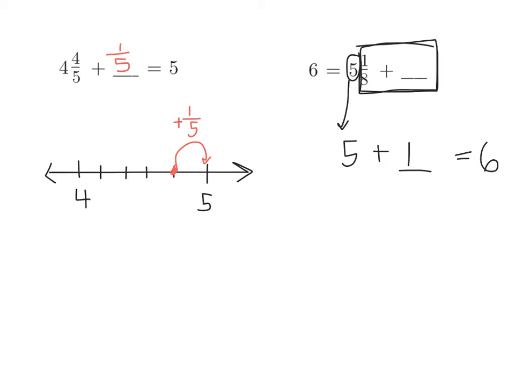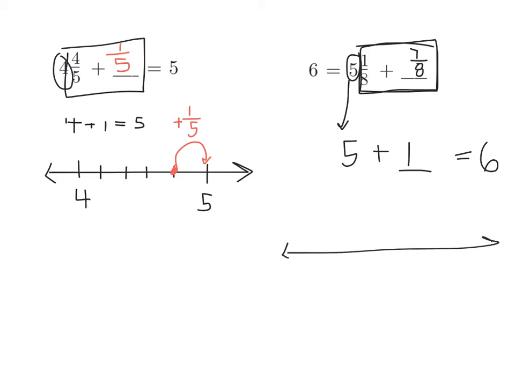Just like over here, my whole number part was 4, and then my fraction part, 4/5 plus 1/5 equals 1. So that 4 plus 1 will equal 5. I'm trying to find out how much I have to add to the fractions to make that 1. What do I have to add to 1/8 to make it 1? Everyone? 7/8. So what do I have to add to 5 1/8 to make it 6? Everyone? 7/8. We're basically thinking about a number line. Here we have 5, and here we have 6, and I'm going to split it into 8ths.